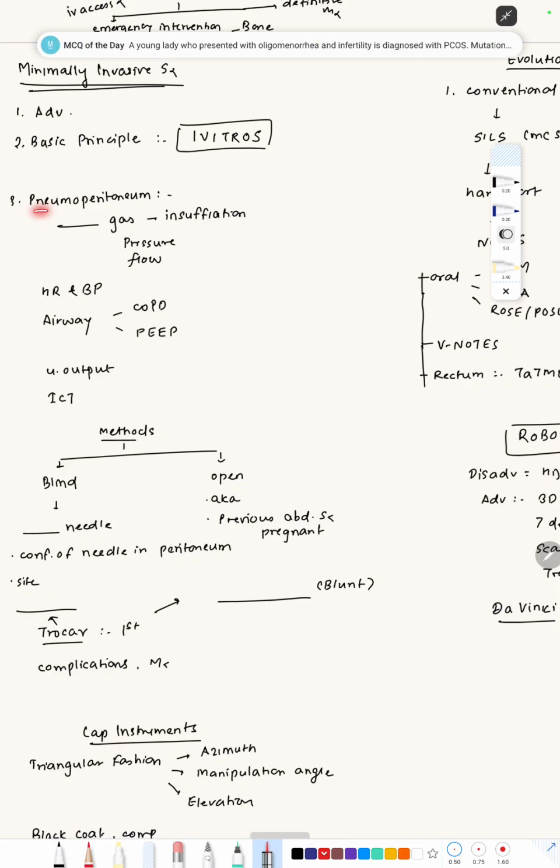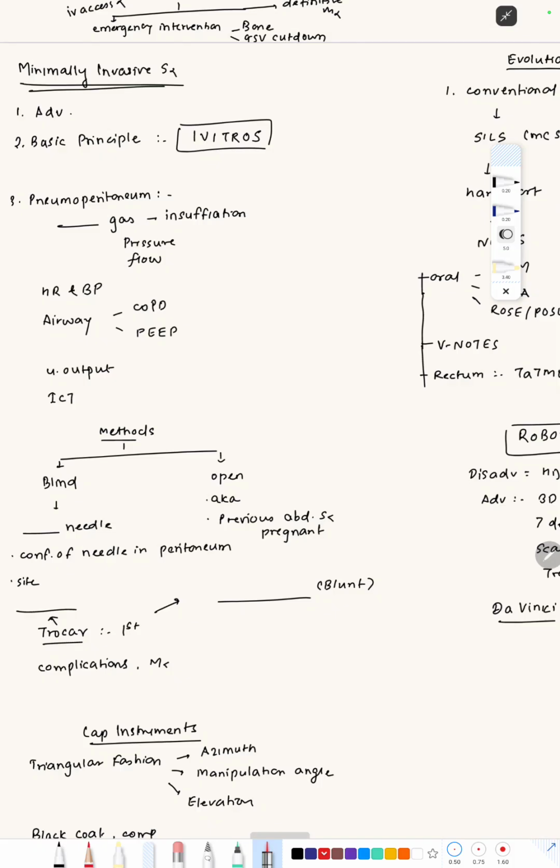Now talking about the first, that is creation of pneumoperitoneum. When the pneumoperitoneum is created, we insufflate using carbon dioxide gas, or if carbon dioxide gas is not present, nitrous oxide can be used. Oxygen or air should not be used because they are combustible gases. They can create a blast during cautery. The pressure to be maintained is 10 to 14 mmHg, and the flow of the carbon dioxide should be 1 to 4 liters per minute.